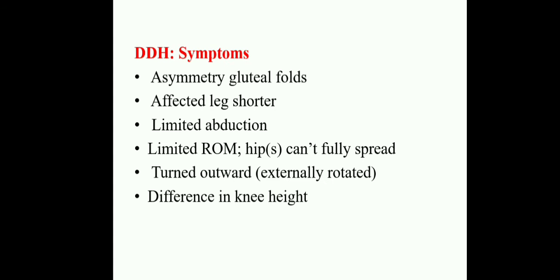The hips cannot fully spread. The leg turns externally to rotate. Okay, there is also a difference in the knee height. One knee is lower, and one leg length is more compared to the other leg. Okay, some asymmetry is there. In the gluteal folds only we will check that the affected leg is shorter.